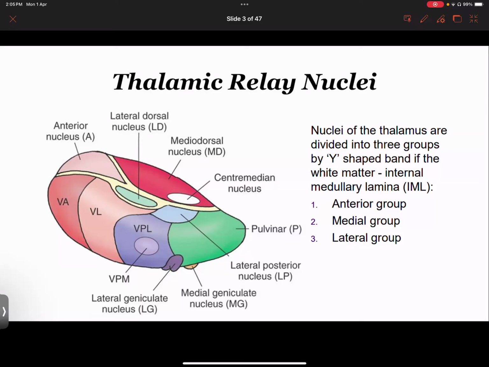Basically we have three main divisions: the anterior, the medial, and the lateral. Between me and you, the most important one for Step 1 and your board exams is the lateral group. The anterior and the medial groups are not that important, but Dr. Vladimir included them, so let's just go over them real fast.